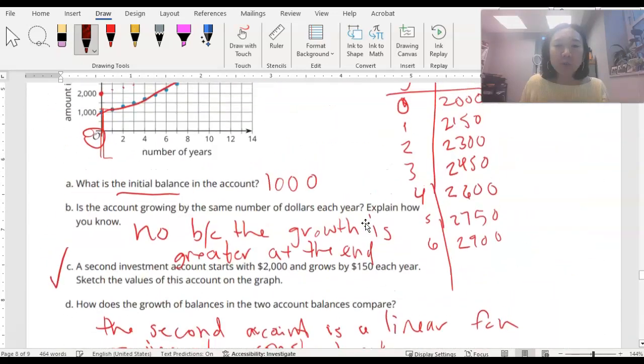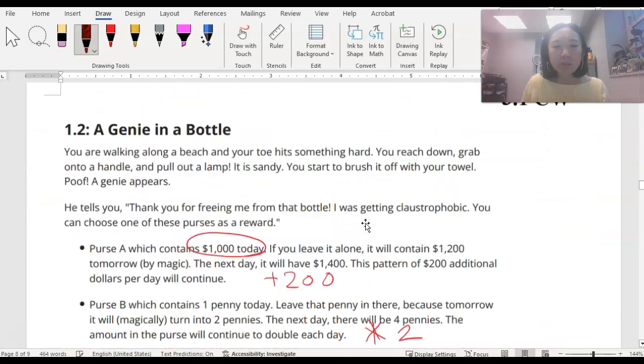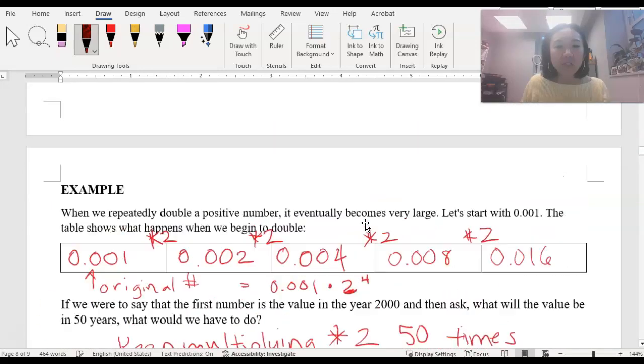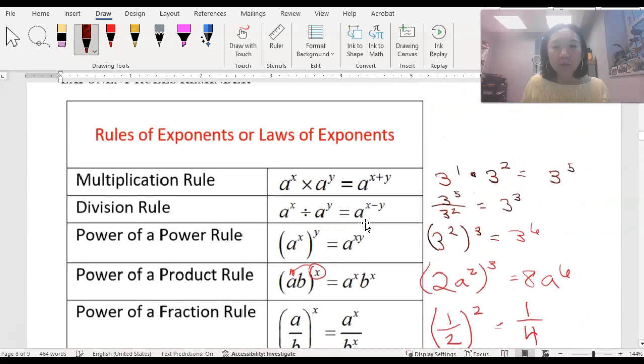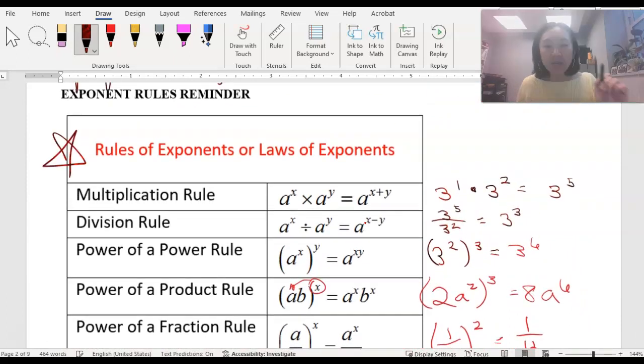Make sure to review in your notes, so go back into your notes and make sure to review your exponent rules. Again, you need to have these memorized, you need to know them, so make sure to study them.